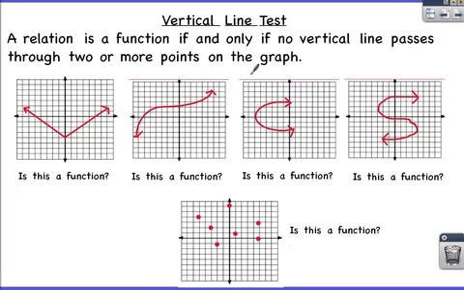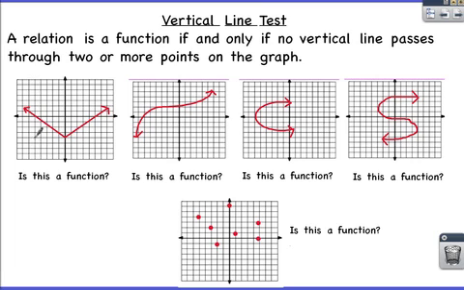If you are given a graph and not just a table or the ordered pairs, you can use something called the vertical line test to help you determine whether or not the relation is a function. Since each input can have only one output, that means that every x-coordinate can only have one corresponding y-coordinate. If an x-coordinate has more than one y-coordinate, then you would have points that are exactly vertical from one another. So you can use this vertical line test.